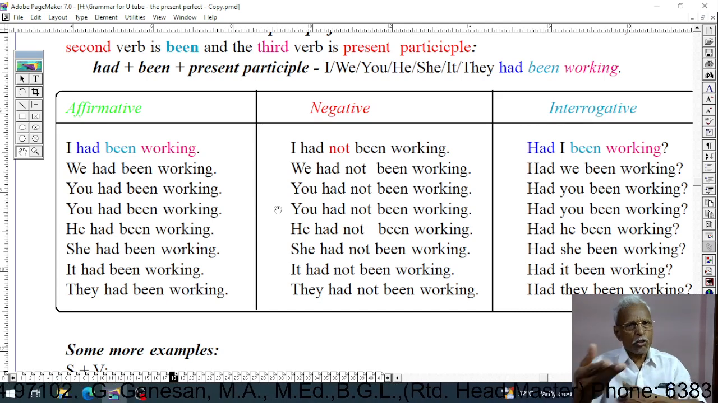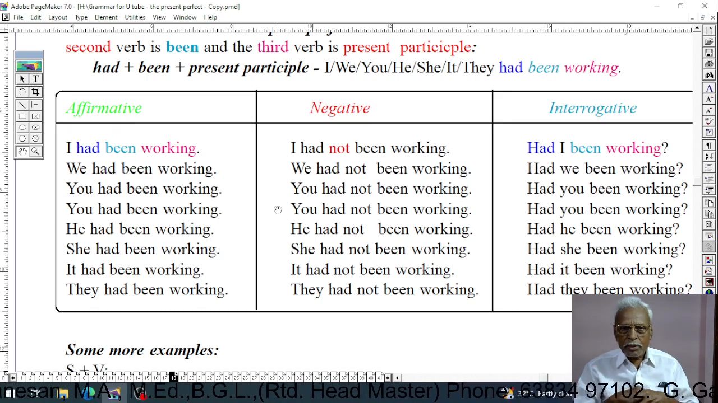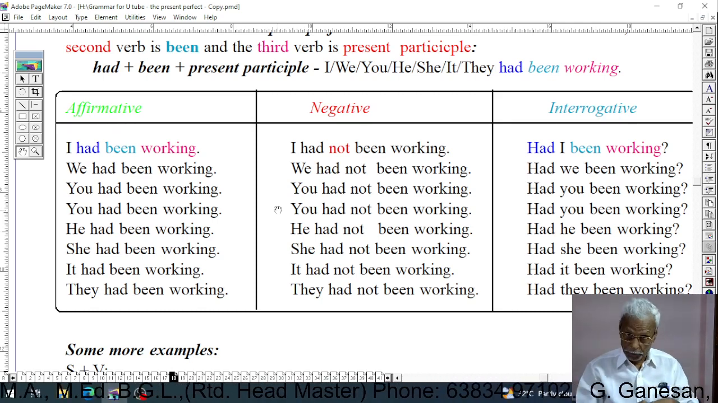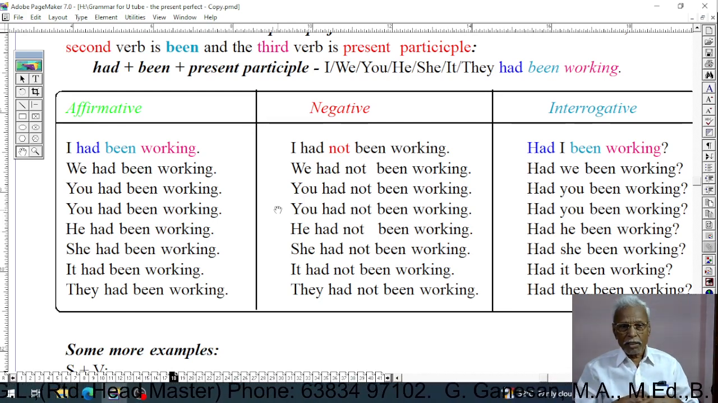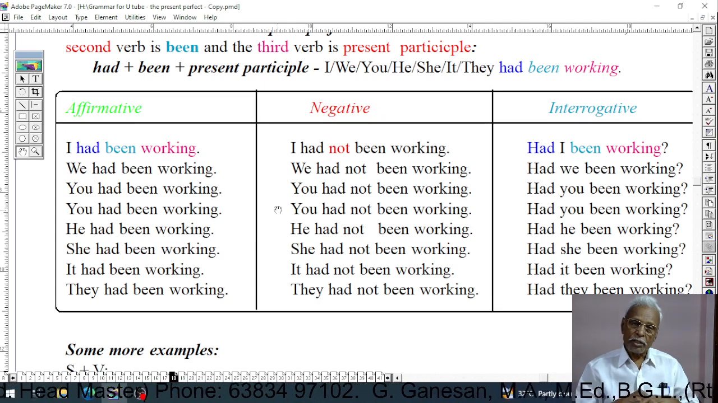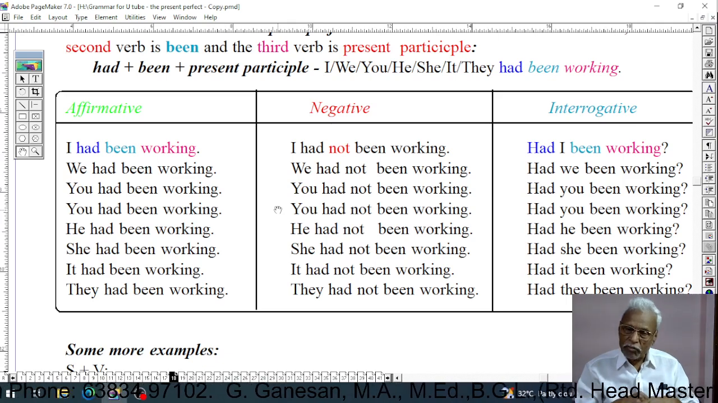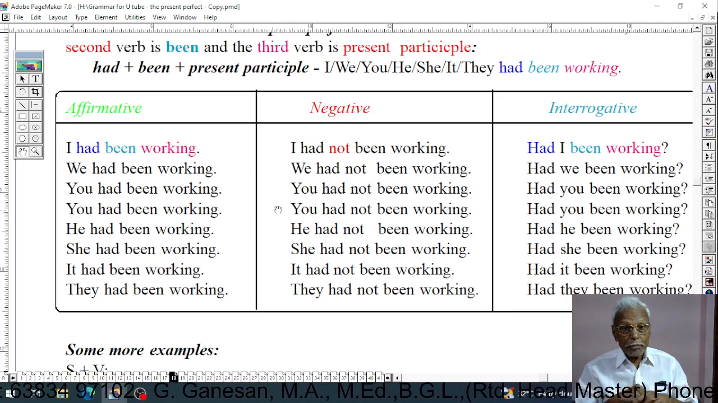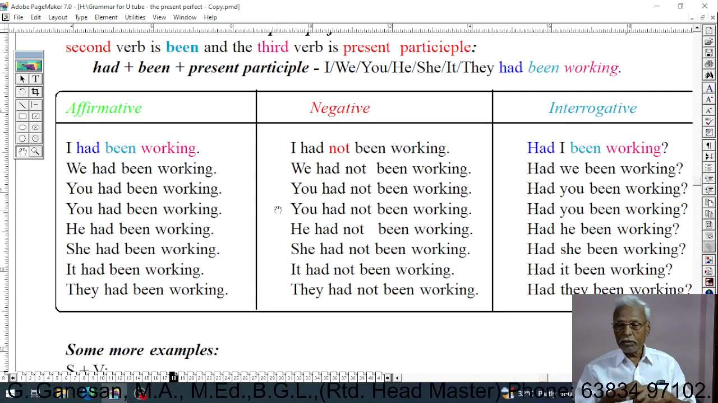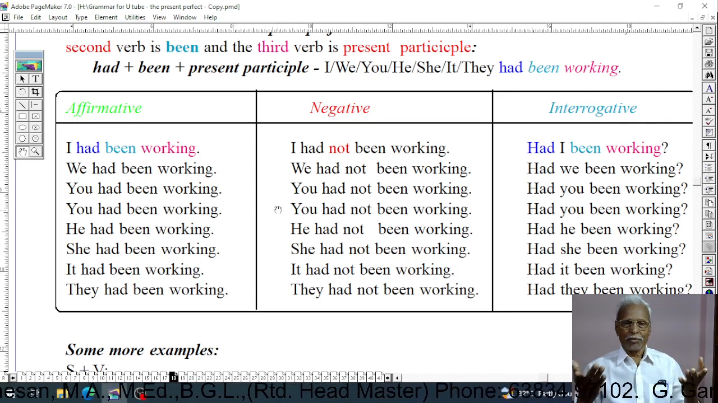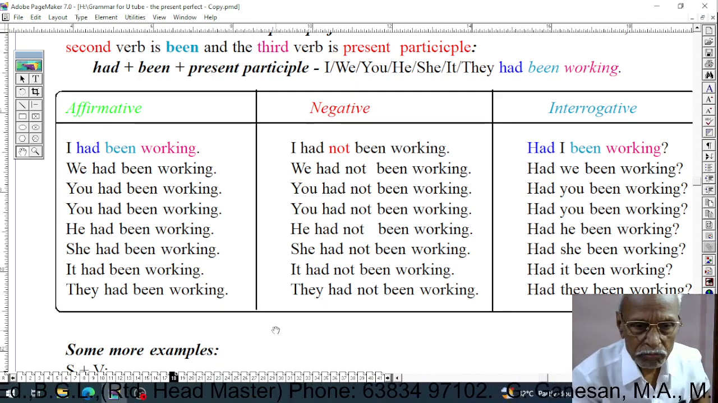You had been working, you had not been working, had you been working, for singular and plural. The second person, third person. He had been working. He had not been working. Had he been working? She had been working. She had not been working. Had she been working? It had been working. It had not been working. Had it been working? They had been working. They had not been working. Had they been working? That's all. Subject had been PP.